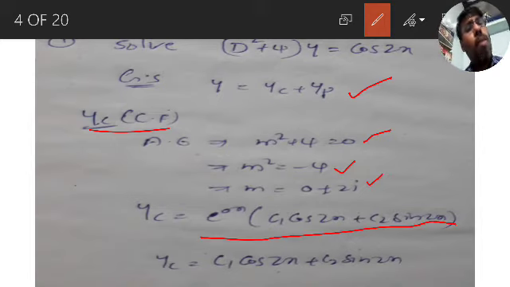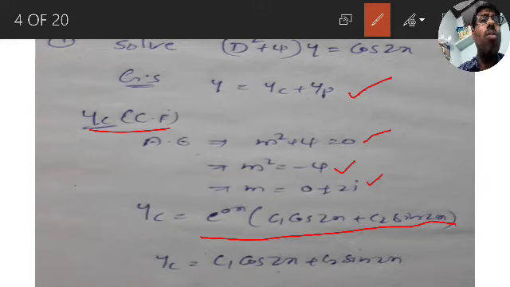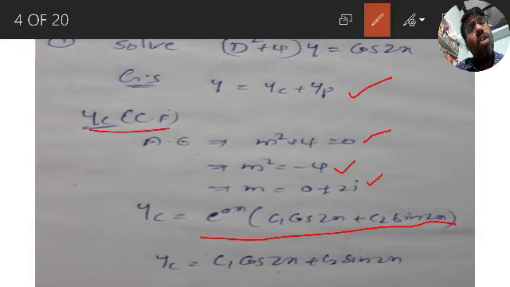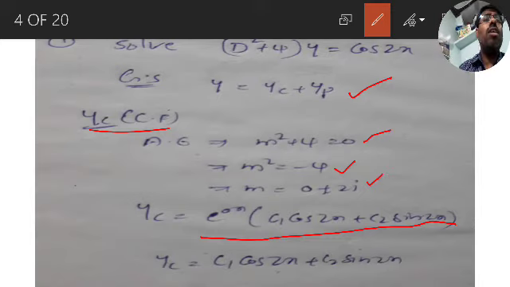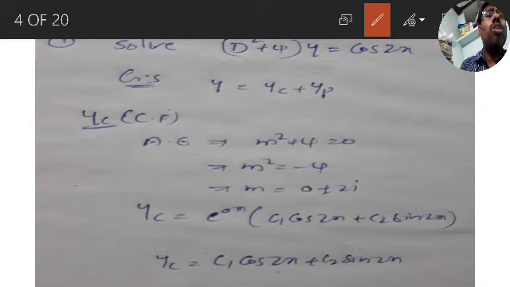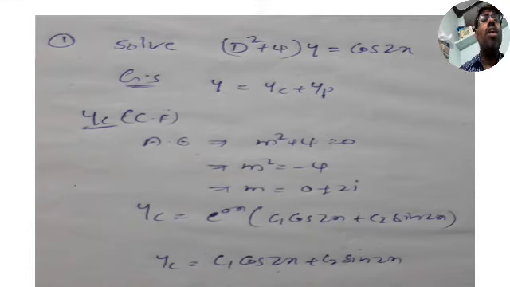When the roots are complex, the general solution of the homogeneous equation is yc is equal to e power of alpha x into c1 cos beta x plus c2 sin beta x, that is e power of 0x into c1 cos 2x plus c2 sin 2x. But e power of 0x value is 1, therefore yc is equal to c1 cos 2x plus c2 sin 2x. Are you getting, guys? This is our yc, the corresponding general solution of the homogeneous differential equation.